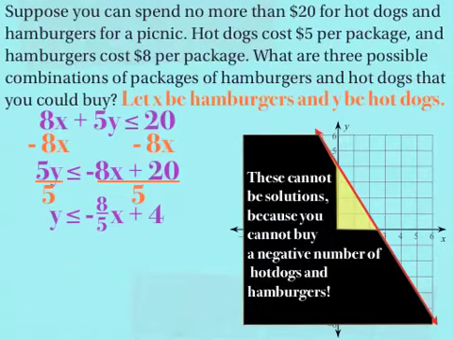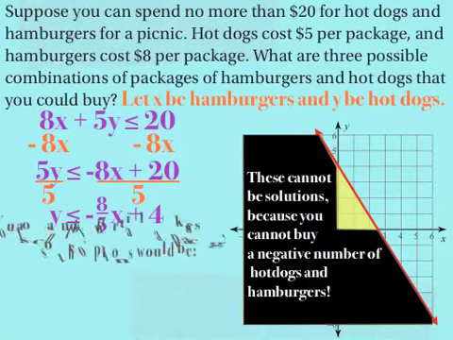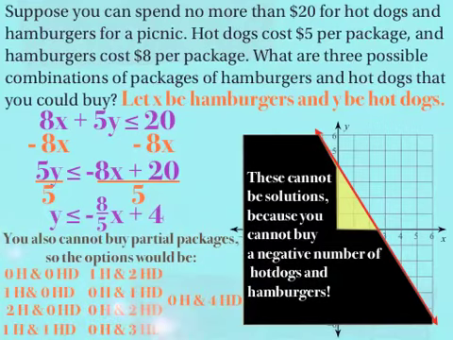The question asked me, what are 3 possible combinations of packages of hamburgers and hot dogs that you could buy? They only asked for 3, but I'm just going to go ahead and show you all of the combinations. You could buy 0 packages of hamburgers and 0 packages of hot dogs. Your picnic might not be very filling, but you would have spent less than $20 on hamburgers and hot dogs. You could buy 1 package of hamburgers and no hot dogs, or you could buy 2 packages of hamburgers and no hot dogs. You could also buy 1 of each.